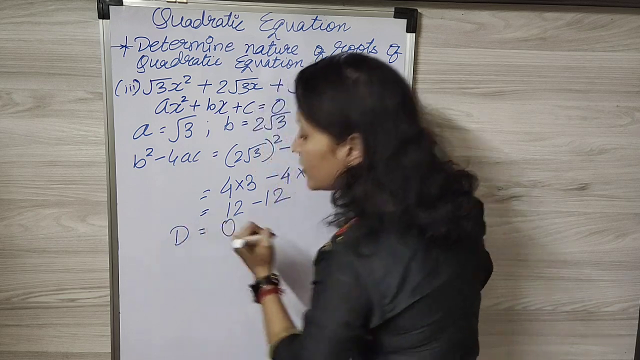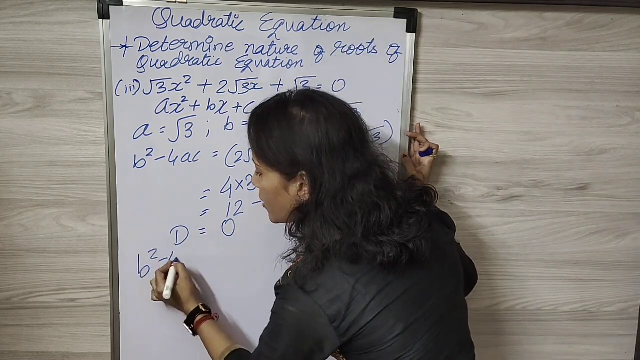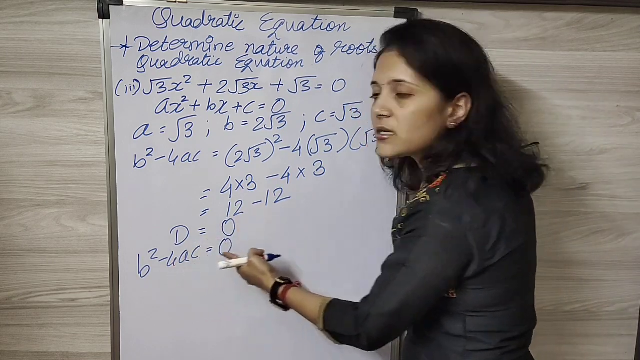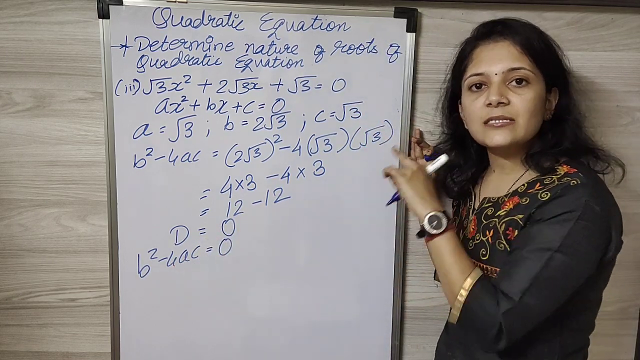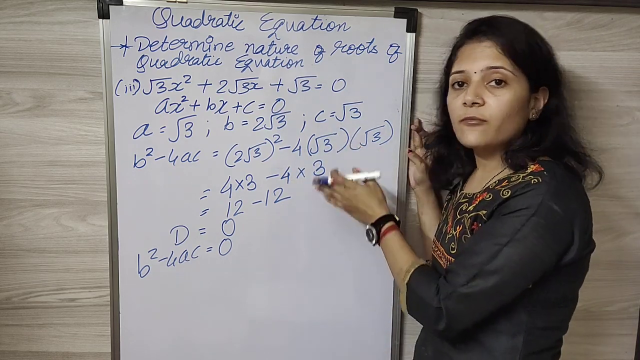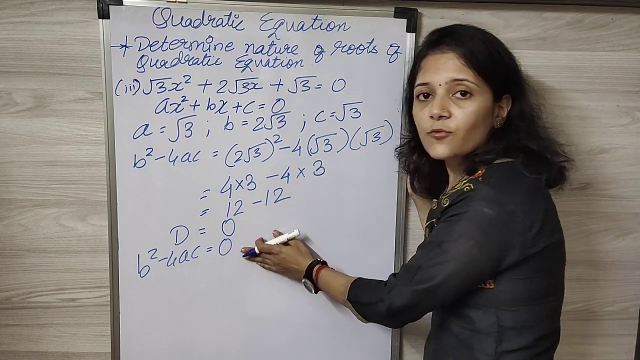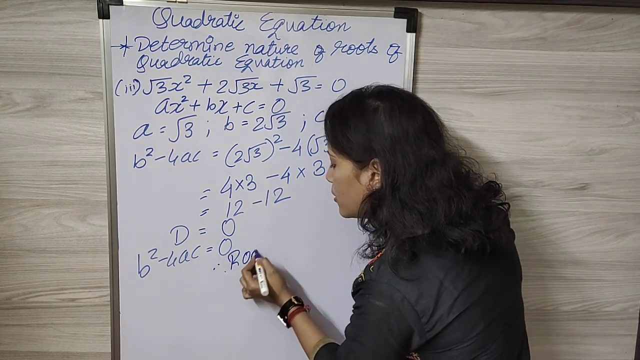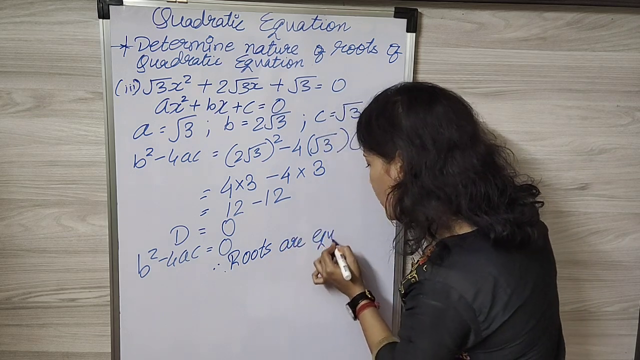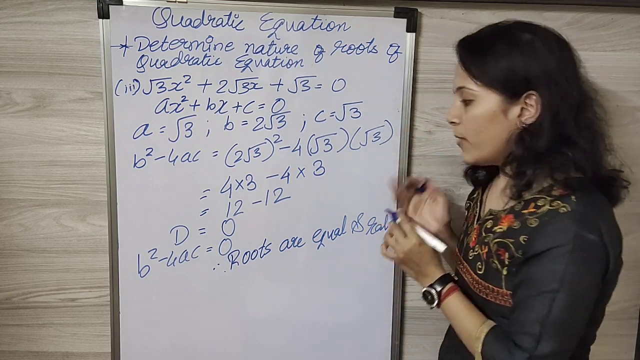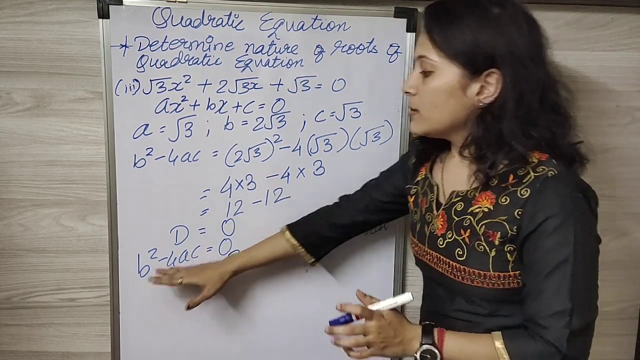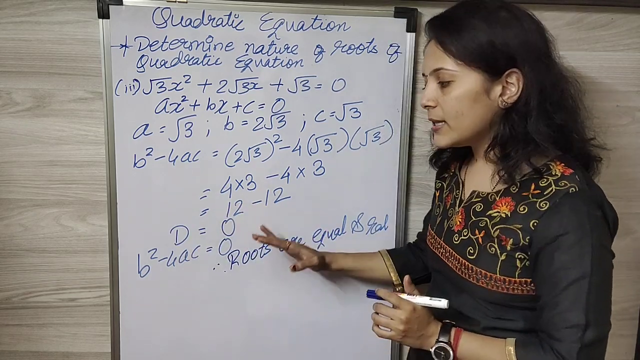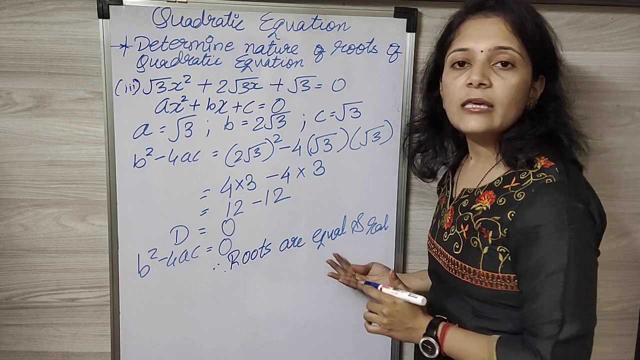Now see here, the value of D is 0. So b square minus 4ac is equal to 0. If you remember the conditions, the first condition was b square minus 4ac equal to 0, right? This was the first condition while solving the nature of roots. So this is the case where roots are equal and real. Therefore, roots are equal and real. When the value of b square minus 4ac is equal to 0, when the value of the discriminant is equal to 0, then the nature of roots are equal and real.